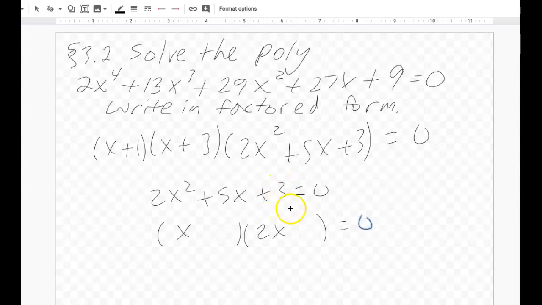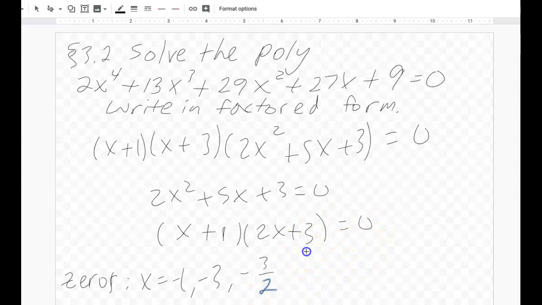And so, let's see, if I put a 1 here, I'll get a 2x, and then if I put a 3 here, yeah. So that's my 2x, and then this is my 3x. So I'll get x plus 1, 2x plus 3 as my factors. And now setting each equal to 0, I'm going to see that my zeros are x equals -1, -3, and -3/2.